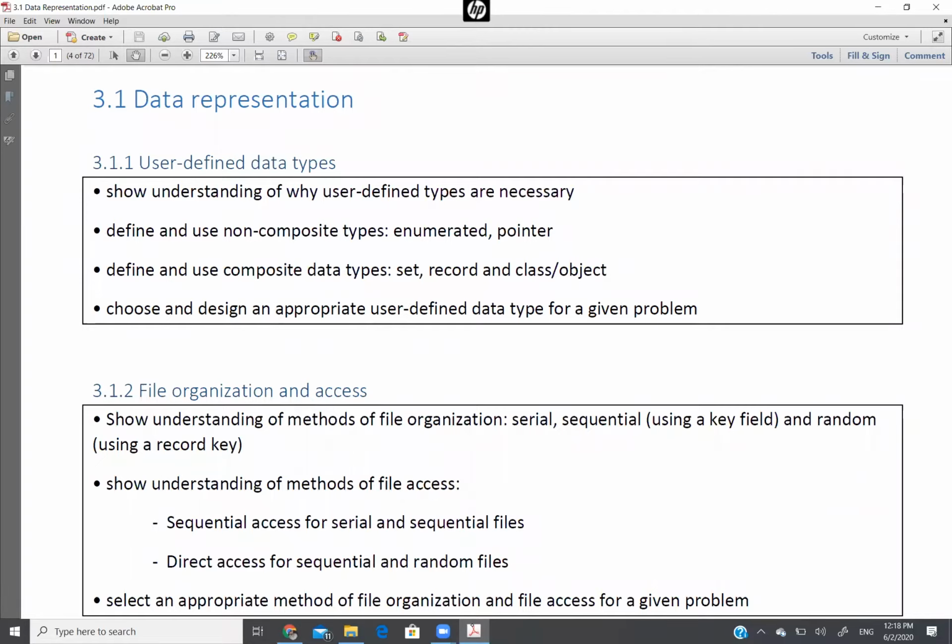Okay, data representation. I mean, we need to represent data in computers, okay? Either it's pictures, sound, video, numbers, alphabets.